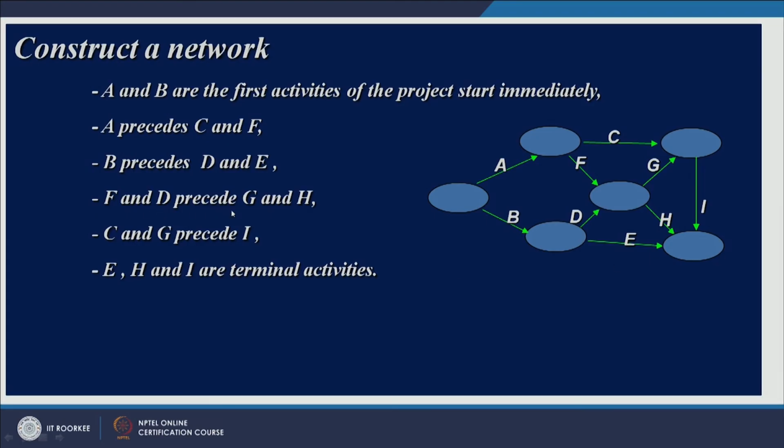F and D precede G and H. F and D are the previous activities, and G and H are successor activities. C and G precede I. This C and G are preceding I. E, H and I are terminal activities, and this is also known as the sink node. So, E, H and I. This is how you can construct a network.